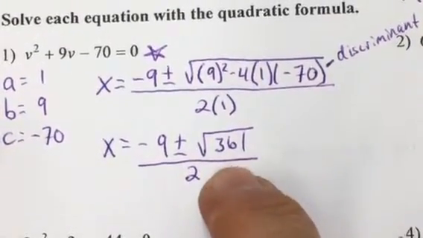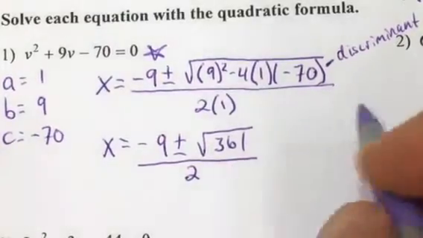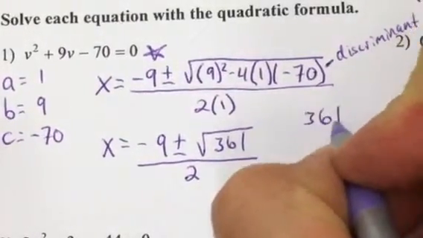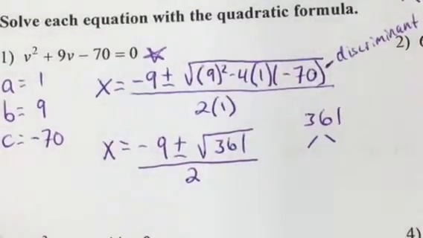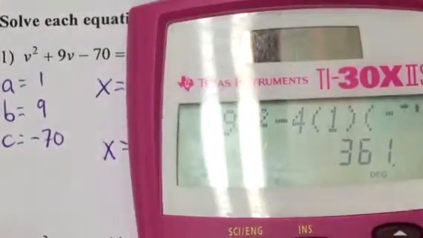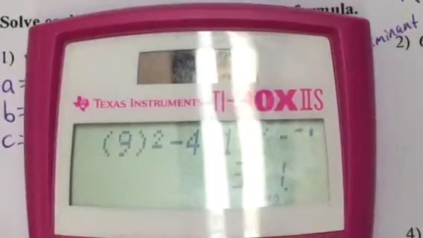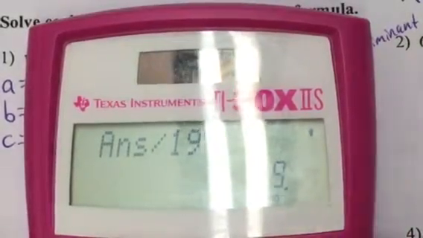361, that sounds very familiar. So what I'm going to do is factor 361. And I think it's 19 times 19. I'm going to check this out. I have my 361 divided by 19 is 19.